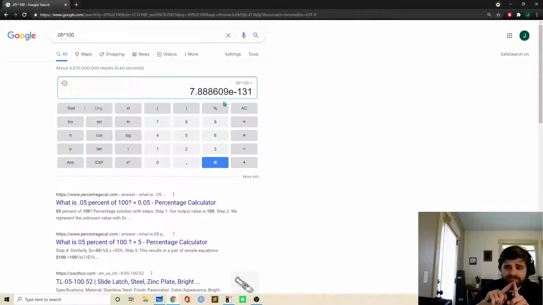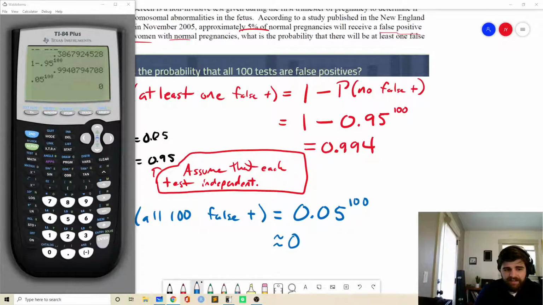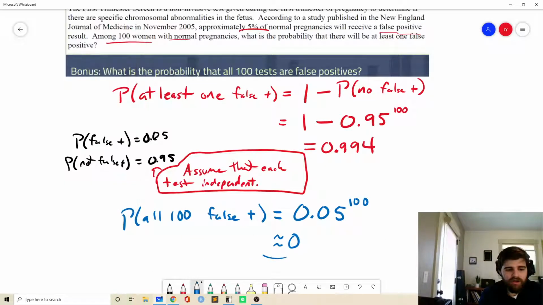That's 130 zeros plus a 7. That's a tiny, tiny number. So it might as well be 0. It's impossible, right? Well, it's not impossible. It's just incredibly, incredibly unlikely. So I wanted to bring this up because sometimes as we get into these calculations, we're going to see really, really low probabilities. And sometimes our calculator will tell us it's 0, but it's not really. It's just really, really unlikely.